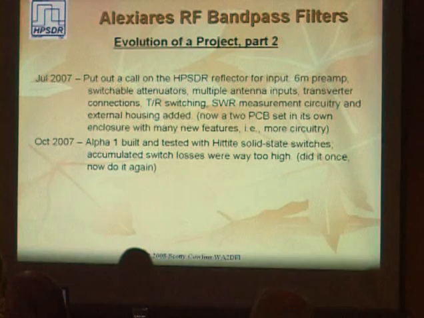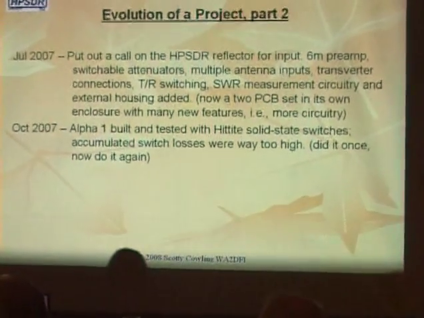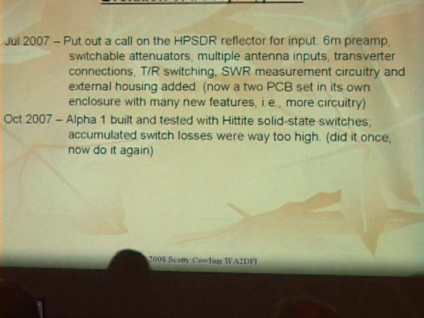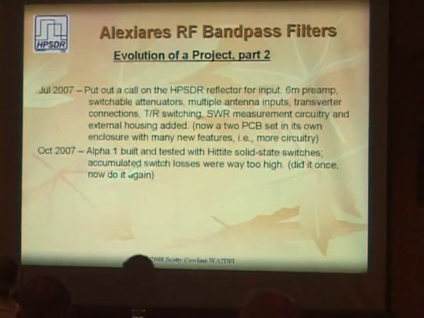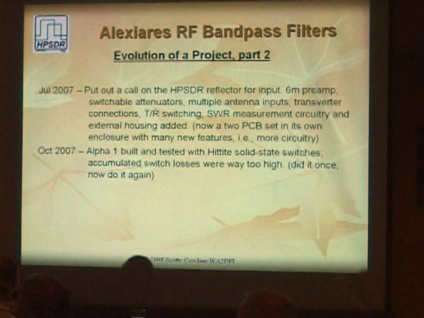Well, it didn't quite work, because the relays have too high losses, especially when you end up going through a TR relay, then an antenna selection relay, and then a filter selection relay. You've got like four relay paths you've got to go through. Notwithstanding that, they went ahead and tried it with these and said, that didn't work. So we measured the loss, doesn't work. So you did it once, now you get to do it again. And you're the expert, so you're the likely candidate to do it again since you did it the first time.